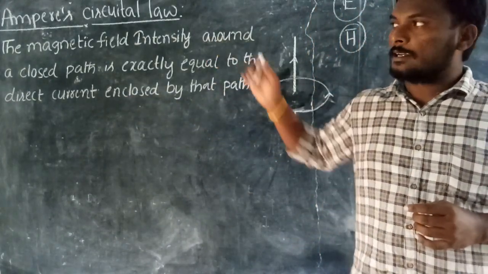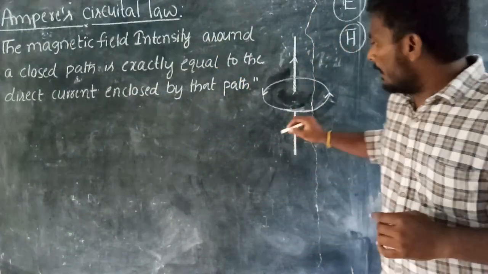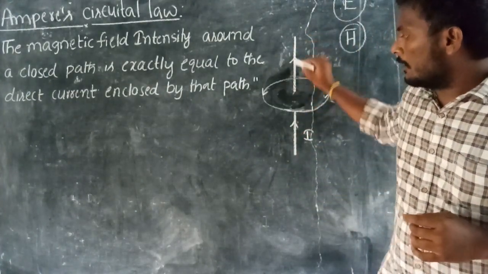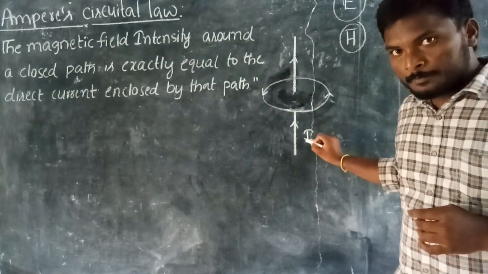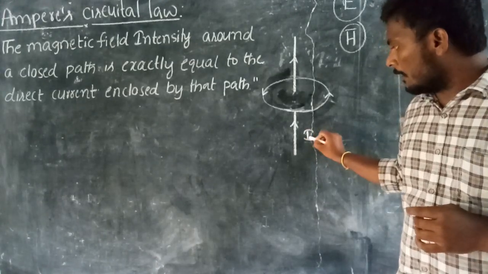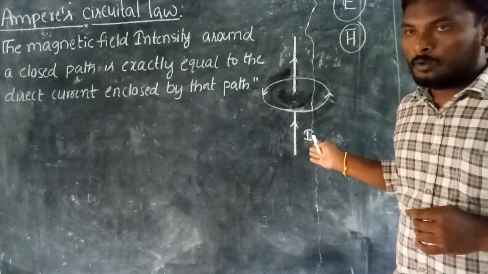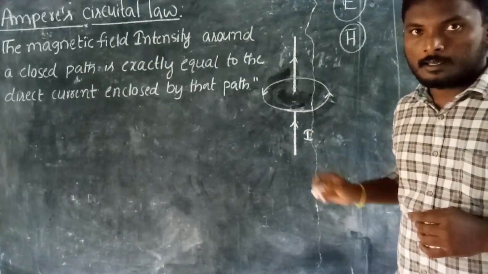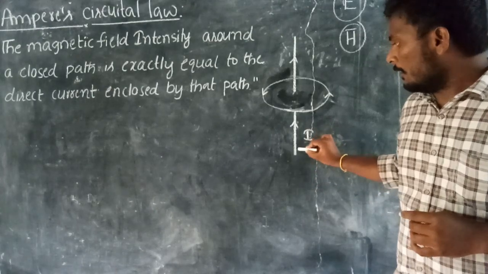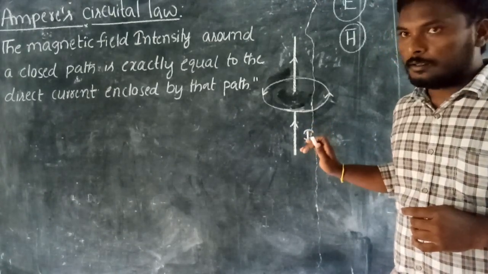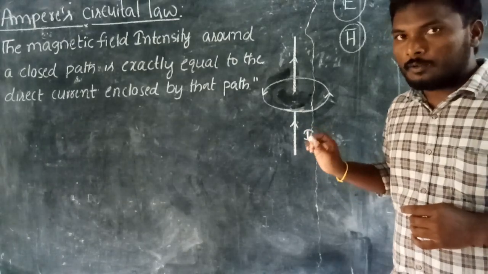Now, to understand the statement of Ampere circuit law, let us consider a long straight conductor. This is a long straight conductor, and I am sending capital I amount of current, which is a DC current. You already know the capital letters indicate DC current. So whenever I am sending I amount of current to this conductor, what will happen?